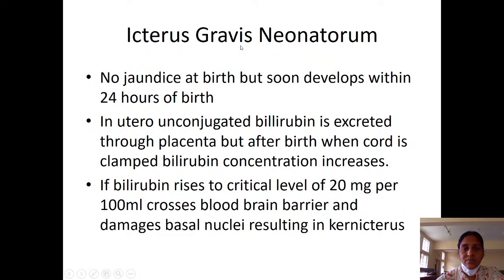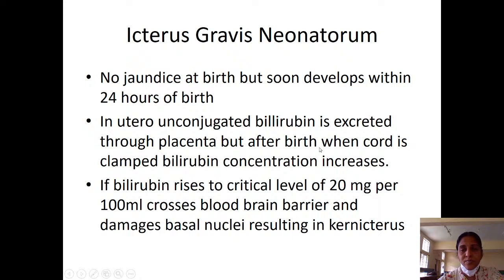Coming to icterus gravis neonatorum. Here there is no jaundice at birth, but the baby soon develops jaundice within 24 hours of birth. Why does it happen? In utero, though there is destruction of blood cells, the unconjugated bilirubin that is released gets excreted through the placenta, and some of the bilirubin also passes into the amniotic fluid.